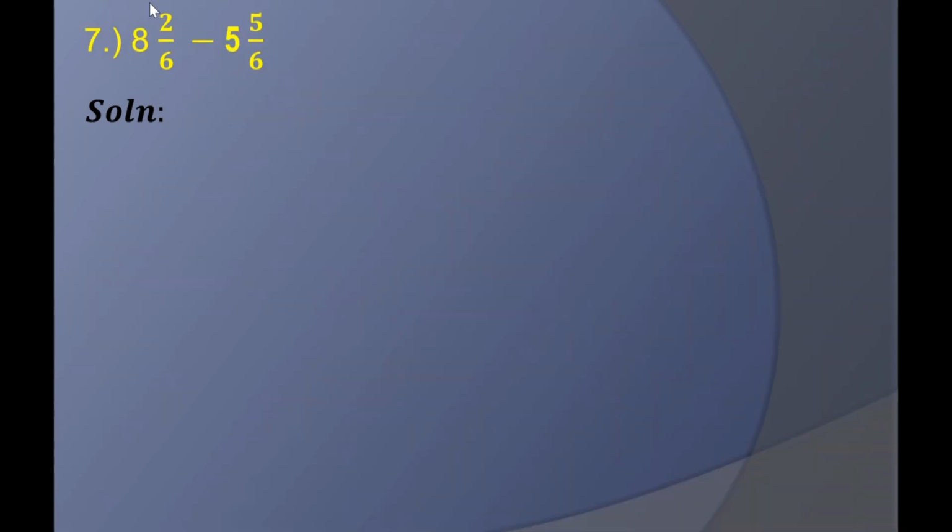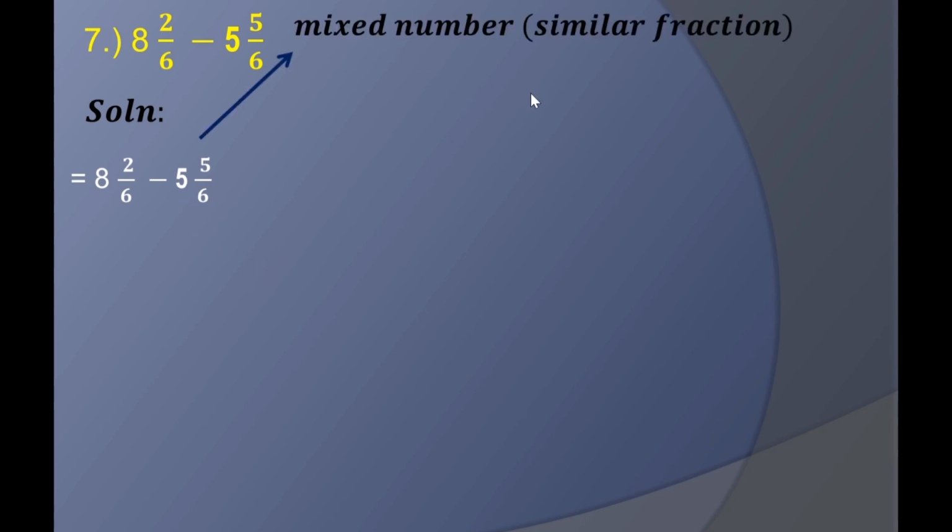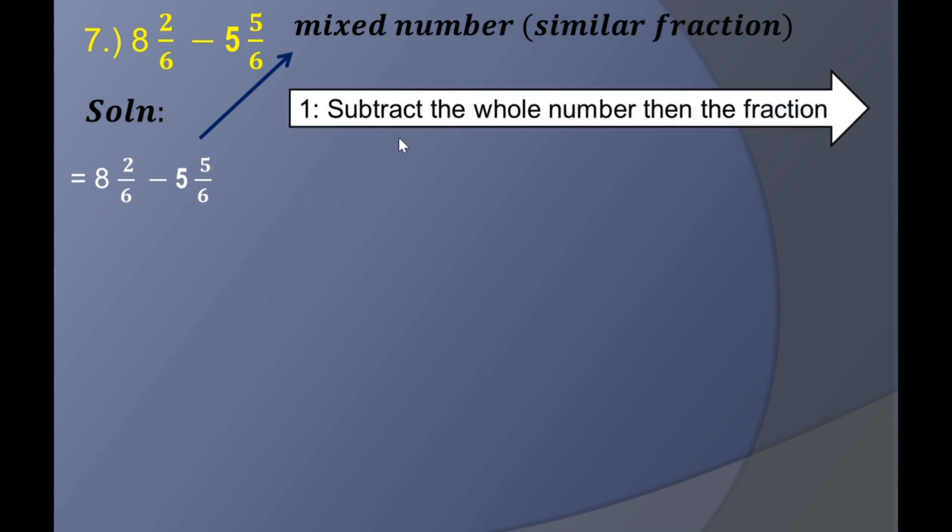We have 8 and 2 over 6, minus 5 and 5 over 6. Here we have mixed numbers, but the fractions are the same. Therefore, mixed numbers with similar fractions. So do the same process: subtract the whole numbers as well as the fractions.